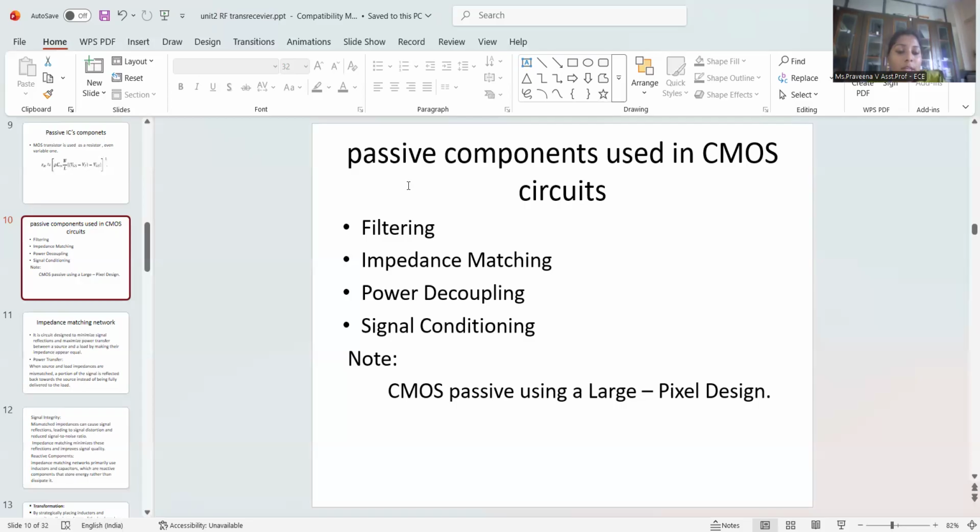Let us see the overview. Passive IC components perform filtering, impedance matching, power decoupling, and signal conditioning functions. In CMOS technology, the passive components are implemented using large area layouts in order to achieve accurate values and better performance.